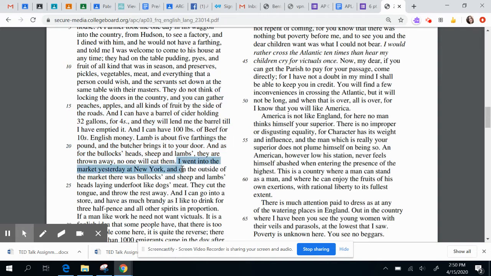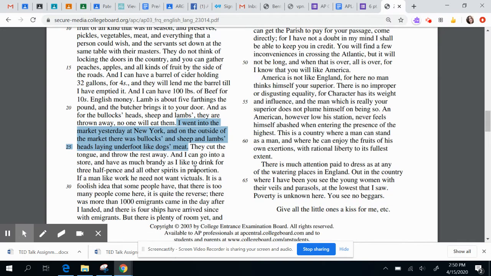I went into the market yesterday at New York, and on the outside of the market there was bullocks and sheep and lambs' heads laying underfoot like dog's meat. So you have a little simile here. Some of you really elaborated on that, and it's such a tiny simile that recognizing and maybe nodding to it would be wise, but I wouldn't go beyond 1 sentence discussing that.